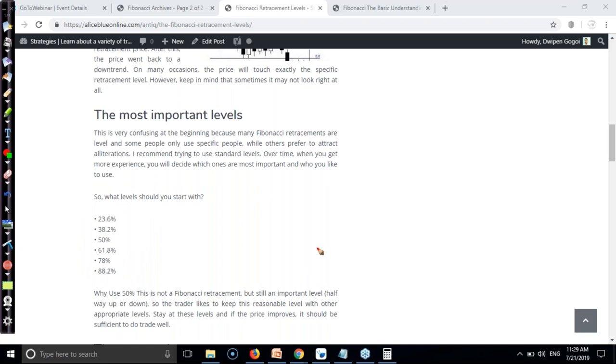Now most people see the market running like this. You can see this is 100% here, and this is 0% here. Now you can see the market, and this is 100%, and this is 0%.